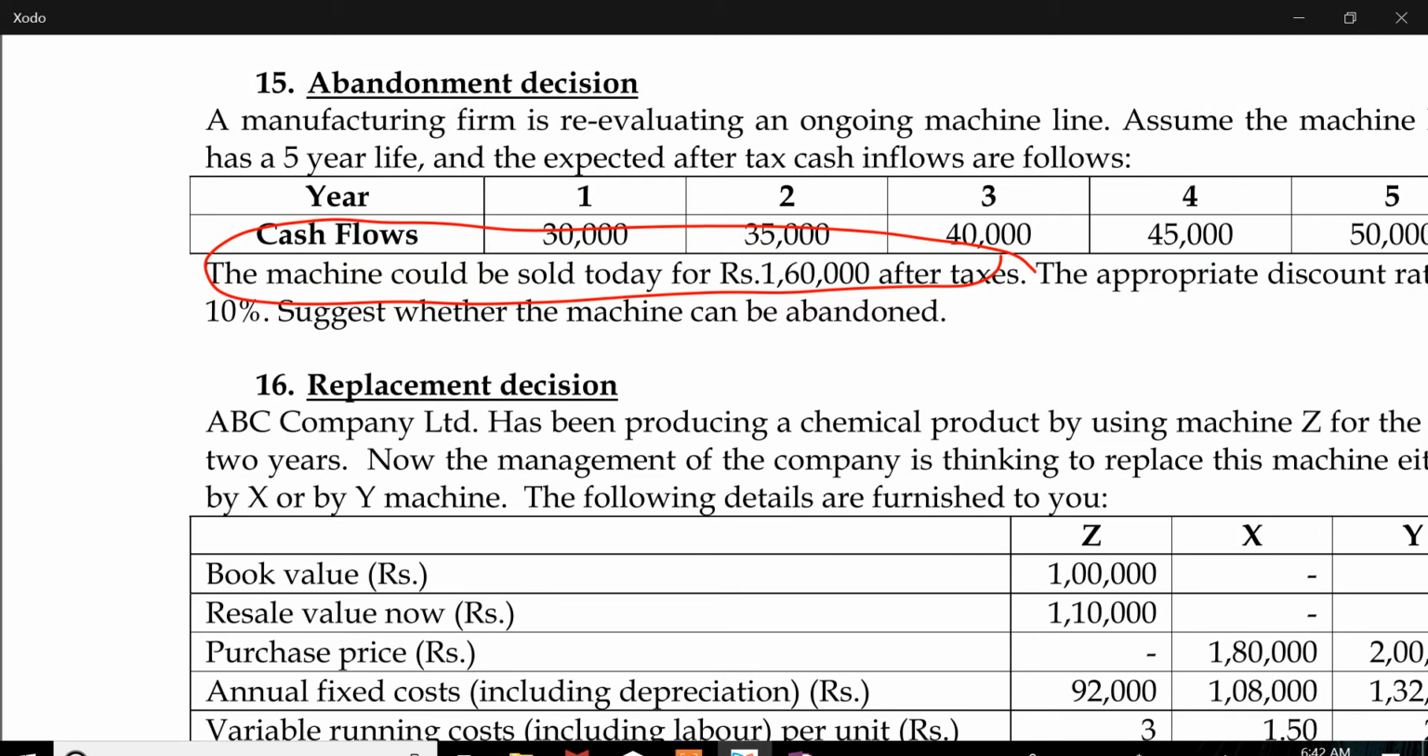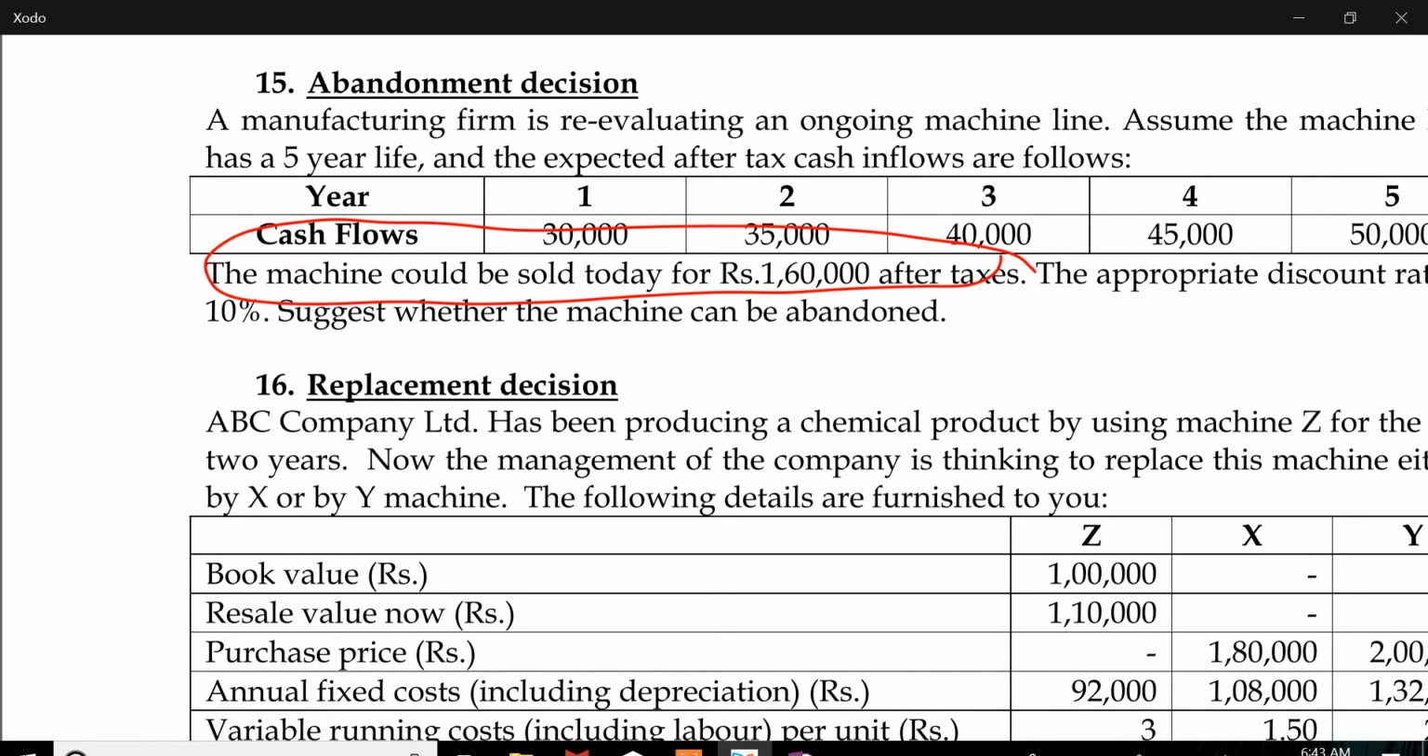Next point. Initial outflow will be taken as NSV of the existing asset.